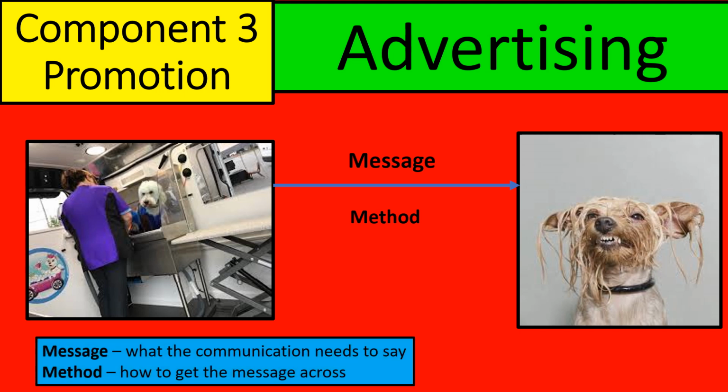So the two key words are message, what the communication needs to say, and method, how to get it across. Businesses can use a variety of methods when they're advertising. You need to pick the right one for your business.